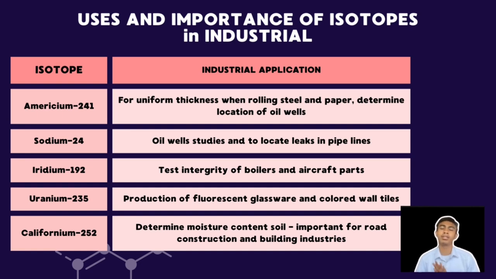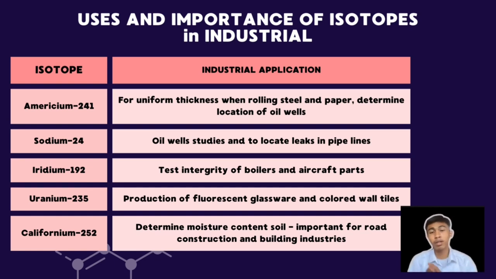And then finally, californium-252 is used to determine the moisture content in soil. Overall, isotopes in industry have improved quality control and safety in many industrial processes.